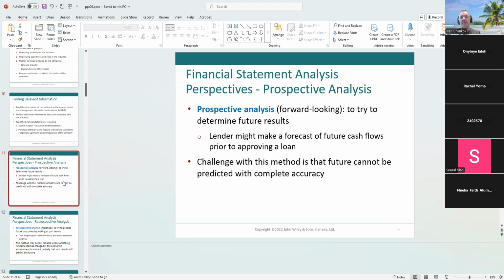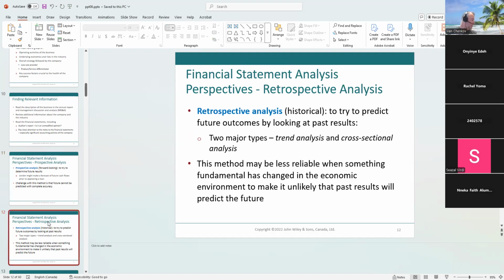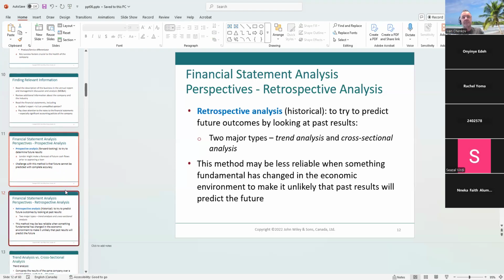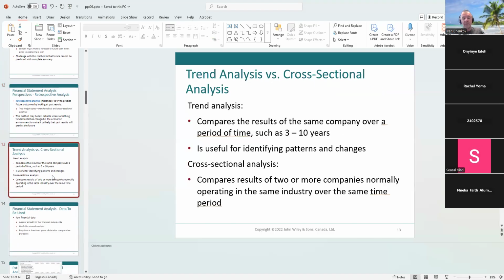The analysis that you have to prepare will be the one where you're trying to determine the future results, which is called prospective analysis, and you can use retrospective analysis as well. What's interesting with retrospective analysis is that you're using past information and past events to predict the future. We're going to the trend analysis and the cross-section analysis. The trend analysis is based on the company itself, but you're looking at a period of more than 3 years, up to 10 years or maybe more, depending.